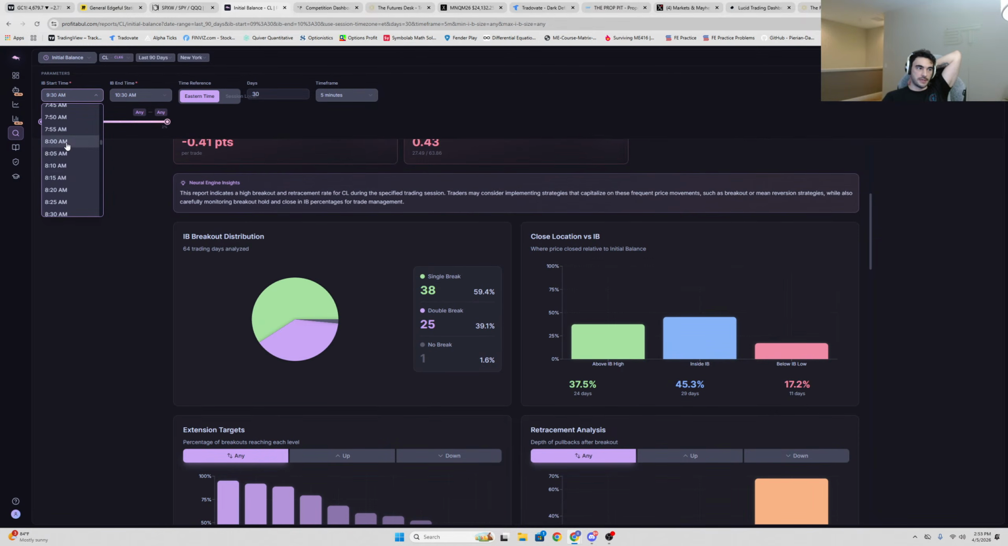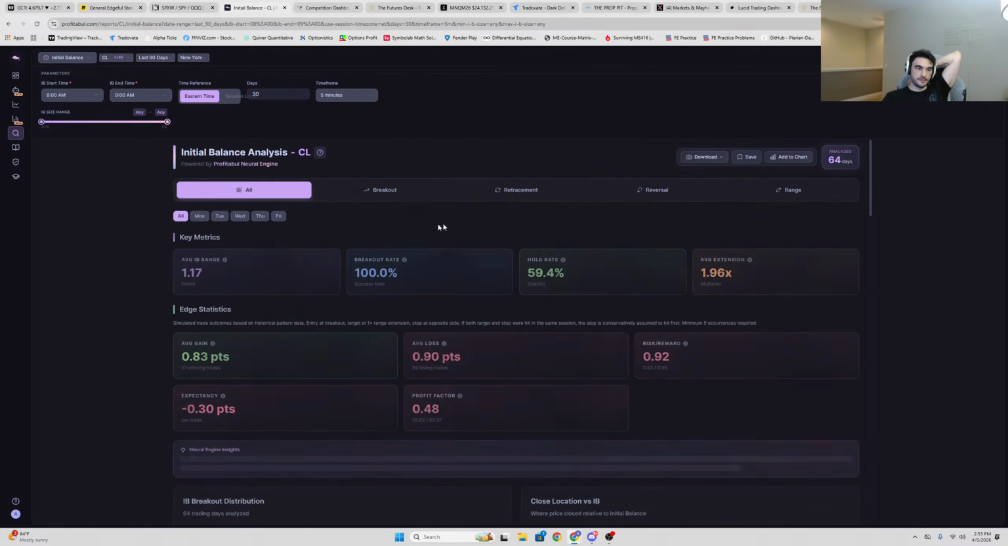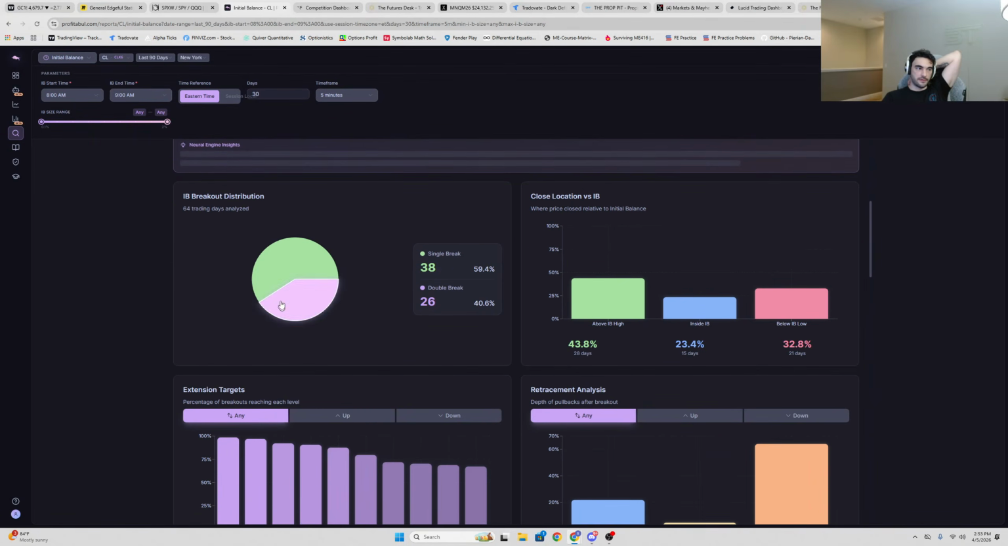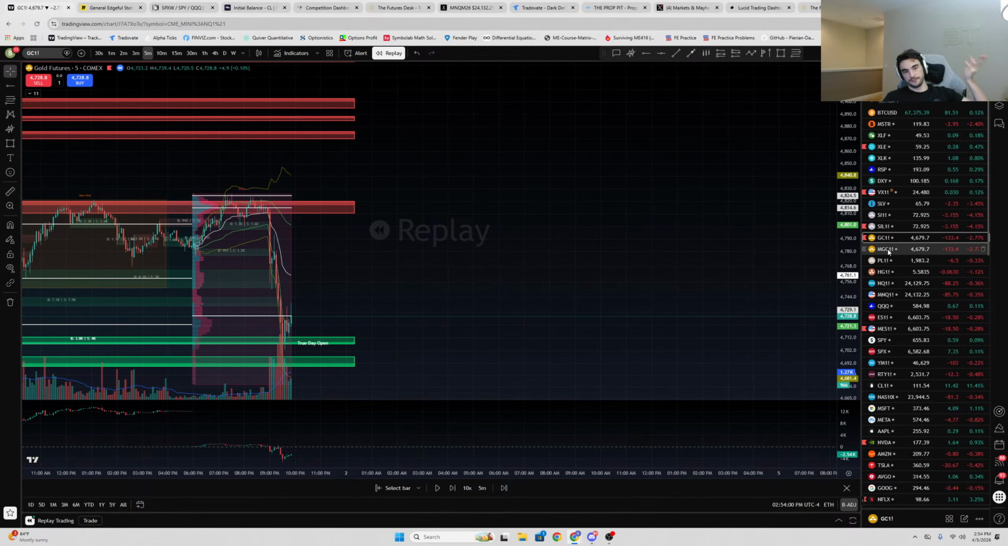I also don't know what time crude starts picking up. Maybe try an 8 to 9 a.m. IB. But this doesn't look very effective. There's not really a good IB in here. I haven't really been looking at crude, so I don't know what's good.